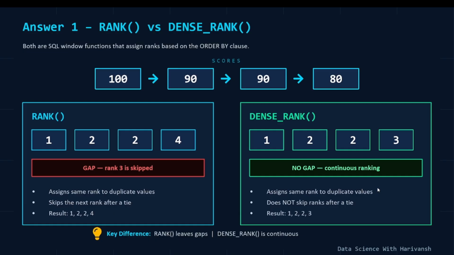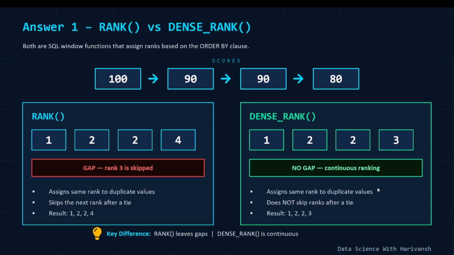A window function performs a calculation across a set of rows that are related to the current row without collapsing those rows into a single output like group by does. Both of these functions are used to assign a rank to each row based on the values specified in the order by clause. The difference between them only becomes visible when there are duplicate or tied values in the data.